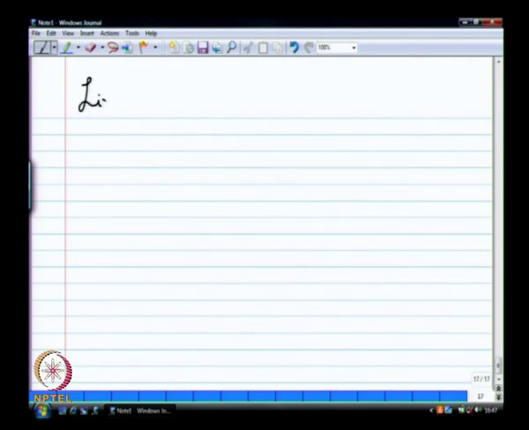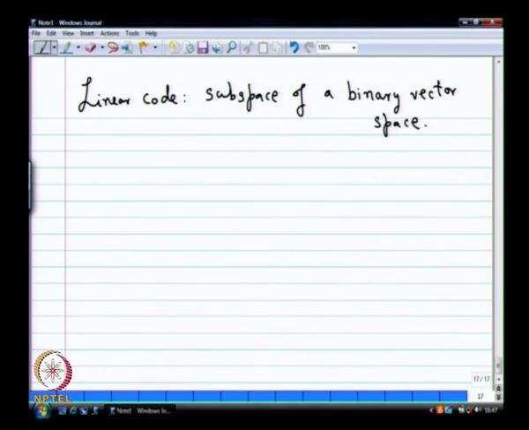So a linear code is usually defined as a subspace of a binary vector space. If I want a length n linear code, what should I be looking for? I should be looking for a subspace of what? Of F_2^n.